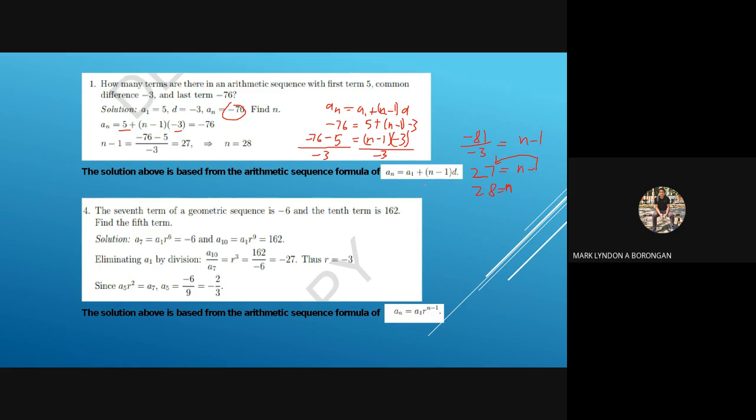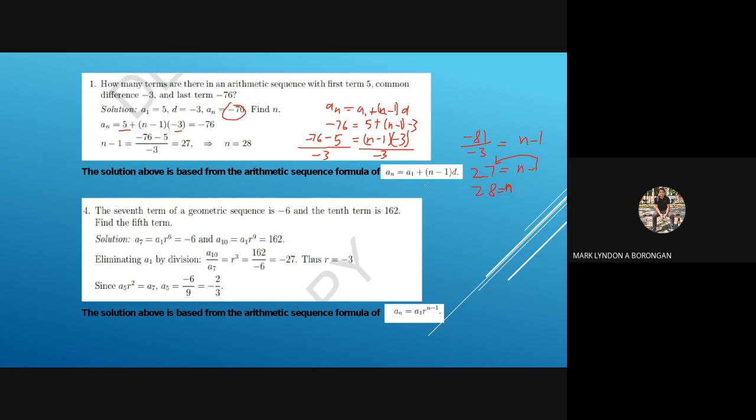Next, the 7th term of a geometric sequence is -6, and the 10th term is 162. So, find the 5th term. So, for your solution, you will write the formula. So, pag-write mo sa formula, that will be A7. So, A7 na to ang 7th term. That will be A sub 1 times R to the power of 6 is equal to -6.